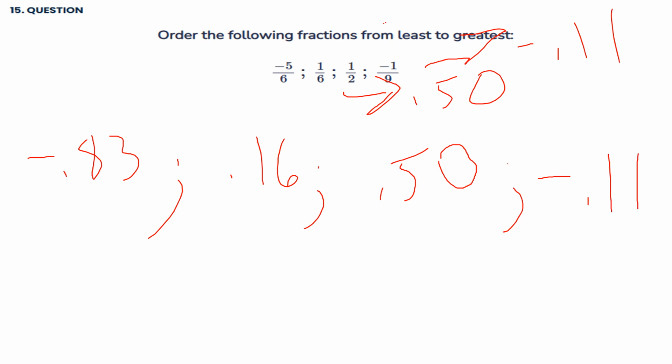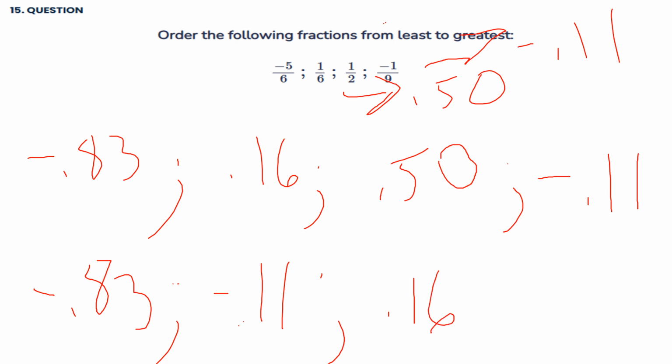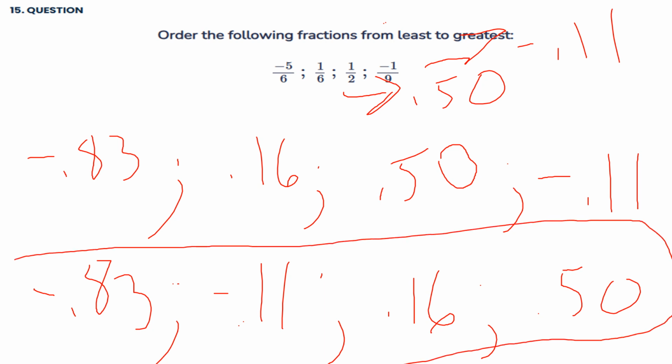So the smallest number is going to be negative 0.83, followed by negative 0.11, followed by 0.16, followed by 0.50. So that is the answer right there. That is the order you want to put those in.